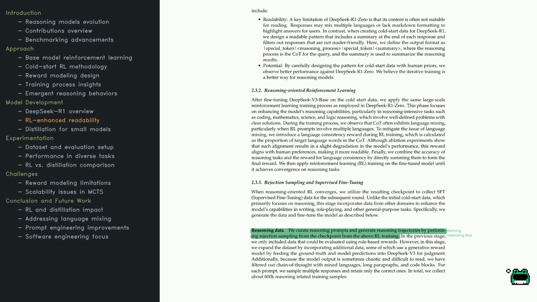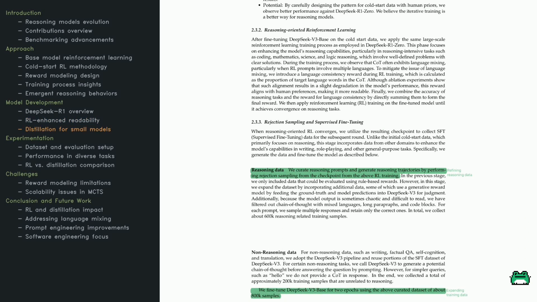Finally, they used rejection sampling and supervised fine-tuning to polish the model even further. By collecting outputs, filtering out problematic ones, and ensuring diverse tasks in the training set, like writing and role-playing, they ended up with 600,000 carefully selected samples. This final step tightens up both reasoning skills and readability, preparing the model for broader use.